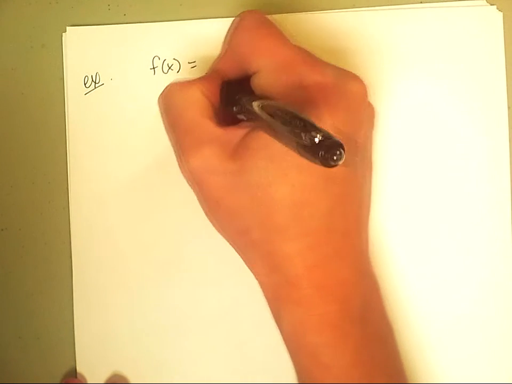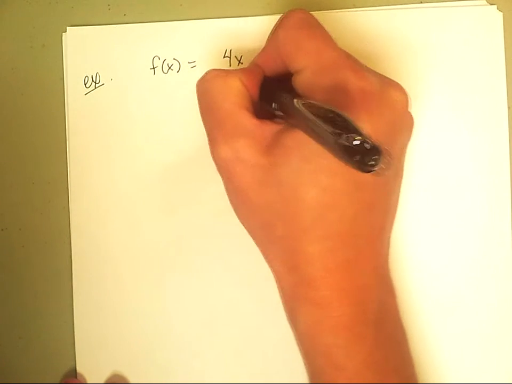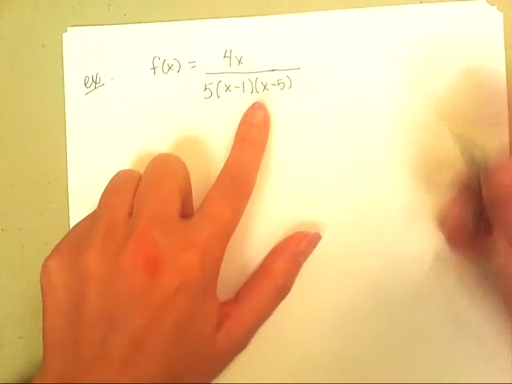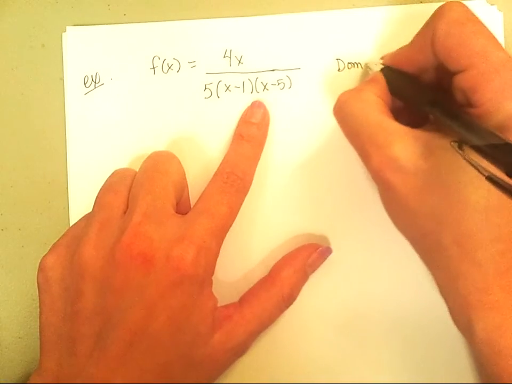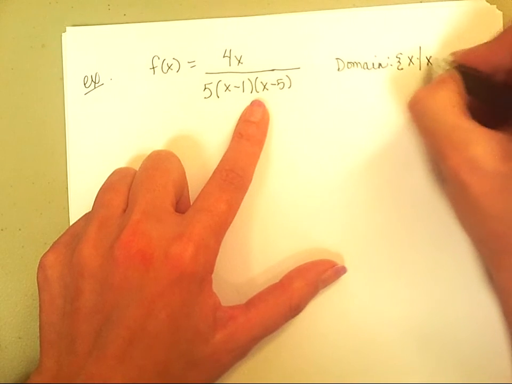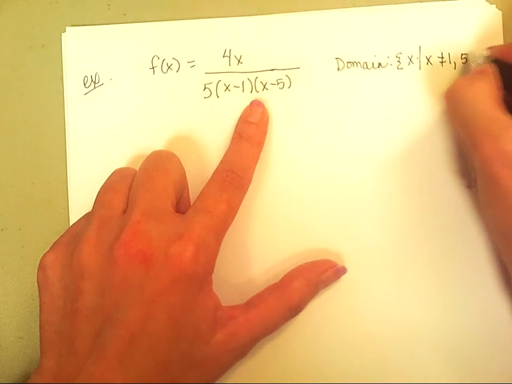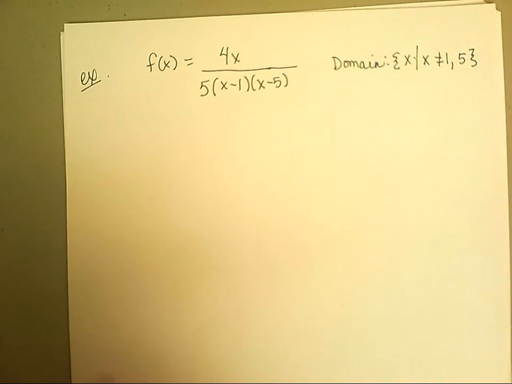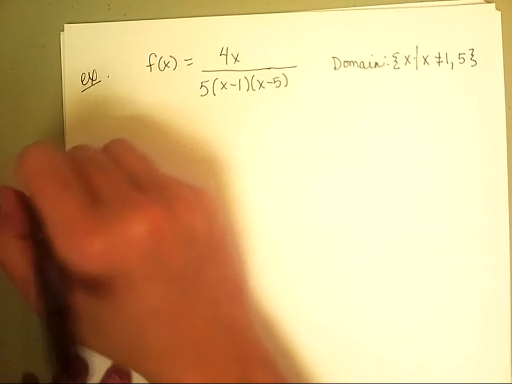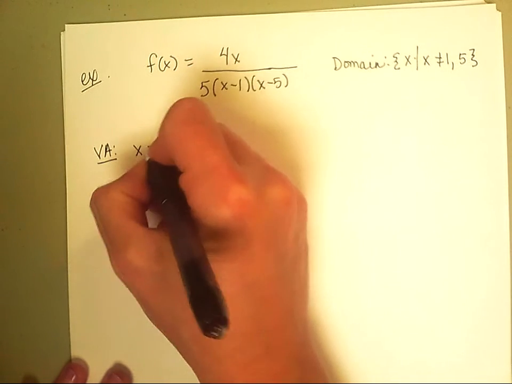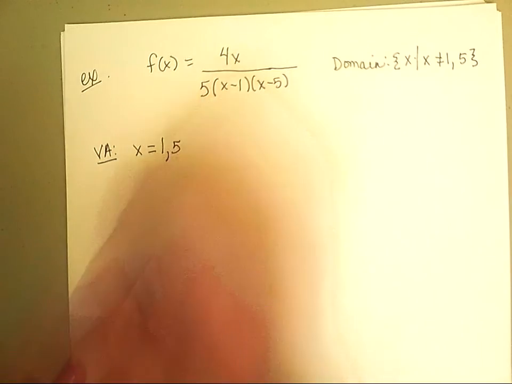We had f of x equal to 4x over 5 times (x minus 1)(x minus 5). In this case, we actually are going to get two vertical asymptotes. So the domain is the set of all x such that x cannot equal 1 or 5, from before. Vertical asymptotes will happen when x equals 1, that line, and when x equals 5.